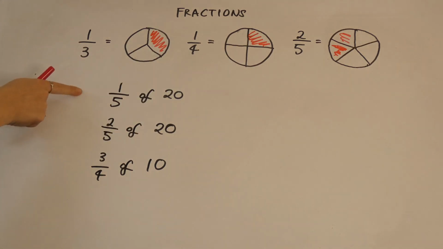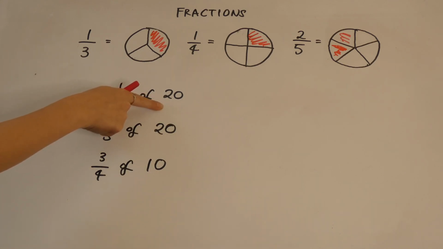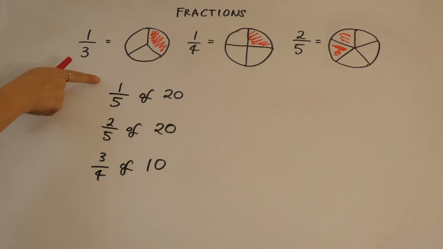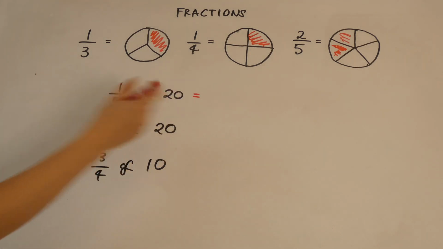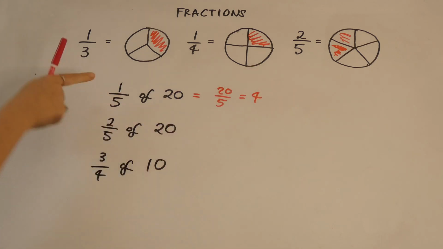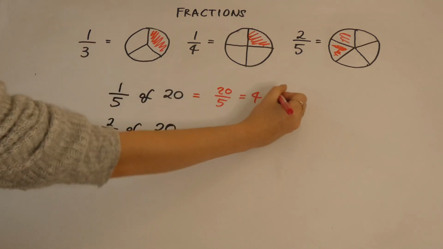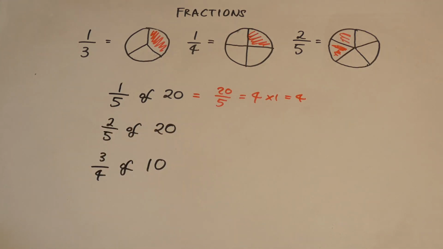So when we come to work out what is 1/5 of 20, what this is actually saying is we need to divide 20 into 5 equal parts, and we're looking for one of those parts, what that's worth. So all we have to do to find this out is just do 20 divided by 5, which gives us 4, and we then need to multiply it by the number of parts we're looking for, and we're looking for one of these parts. So we know 1/5 of 20 has to equal 4.